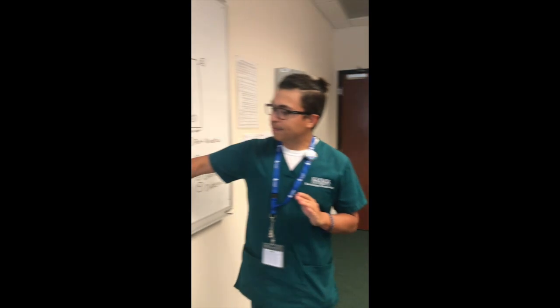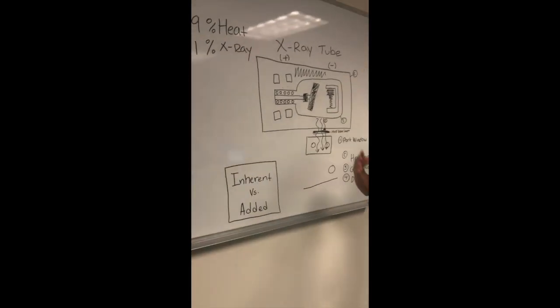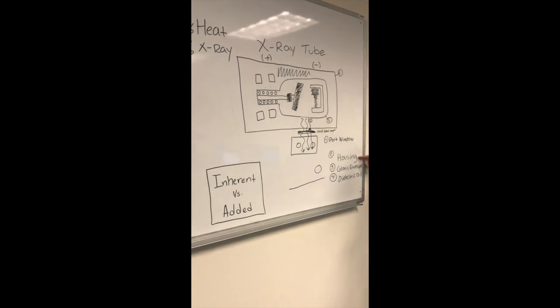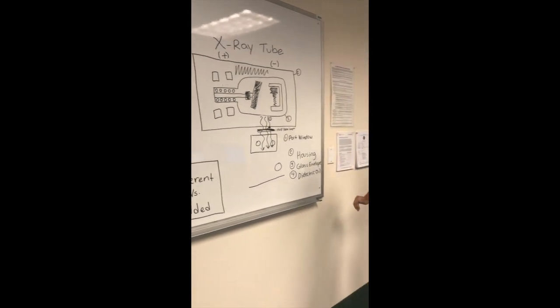So as we discussed, filtration is a very important part of X-rays. It's basically the part of X-rays that are evening out the amount of X-ray photons that reach the body depending on thickness. Here we have the inherent filtration, which is basically all these parts located within the X-ray tube, which consists of the housing, glass envelope, and dielectric oil.